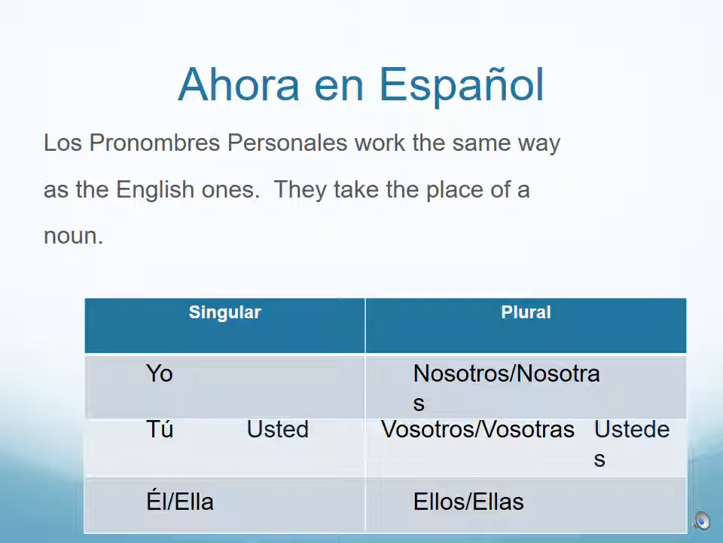Also, look at the plural side. Now, we've already discussed masculine and feminine in Spanish, and you'll notice that there is a masculine form for we, a masculine form for you all, and a masculine form for they. There's also a feminine form. But remember, it takes only one masculine person in a group to make the entire group use the masculine pronoun.